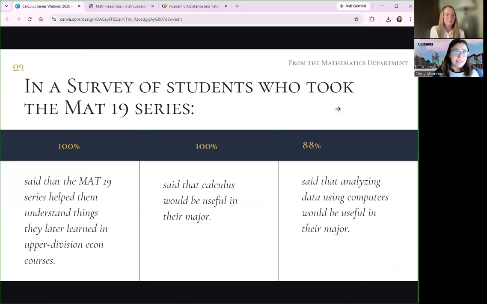Because we've had the 19 series for a couple of years, we've actually done some surveys that students have reported back. So 100% of students that have taken Math 19 said it helped them understand things they later learned in the upper division economic courses. 100% of our students said that calculus would be useful in their major. And then 88% said that analyzing data using computers would also be useful in their major. So pretty much across the board, the 19 series is applicable to the economics major almost in a direct way.